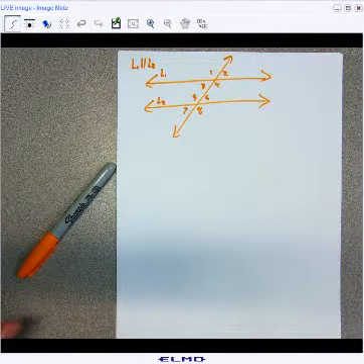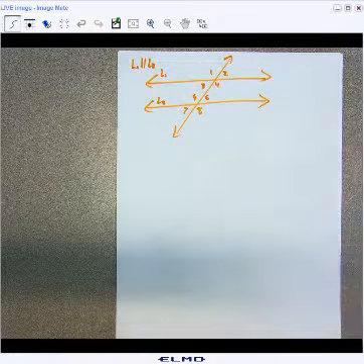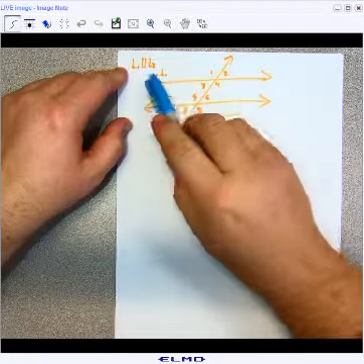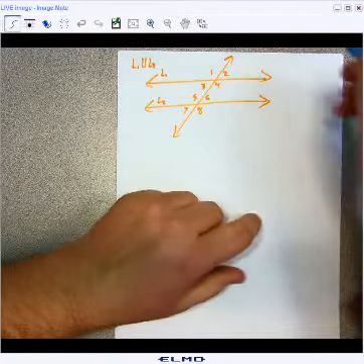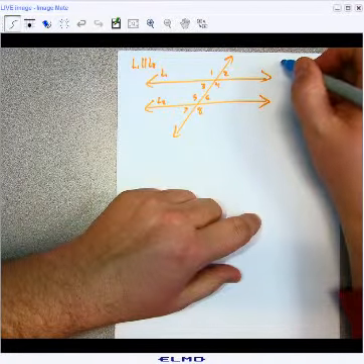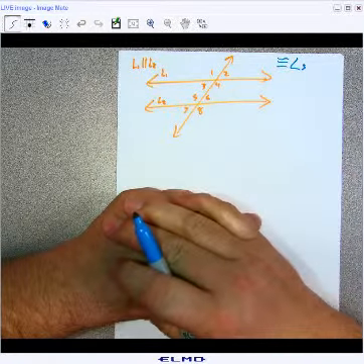Okay, ladies and gentlemen, let's go ahead and do a little bit more ACT review. First of all, if I have parallel lines, line 1 is parallel to line 2, cut by a transversal. We need to talk about which angles are congruent, and then which angles are supplementary.